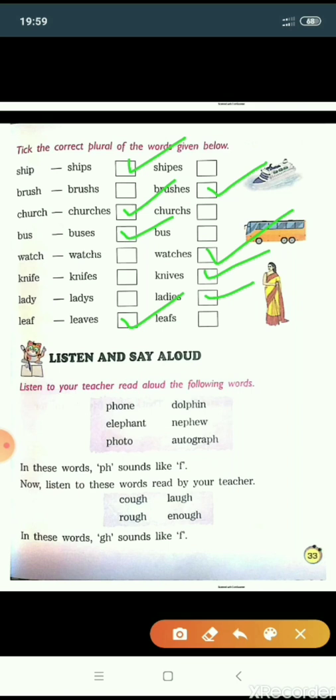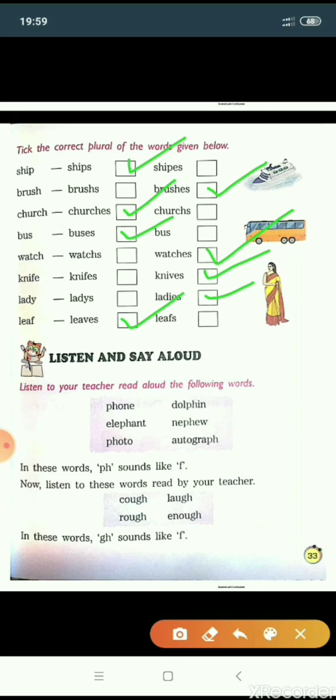Now, children, coming to the next exercise. Listen and say aloud. Listen to your teacher. Read aloud the following words. Phone, dolphin, elephant, nephew, photo, autograph. Now, as you can see, all the words have PH.